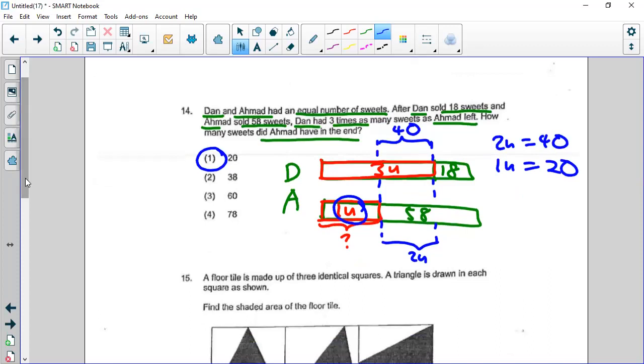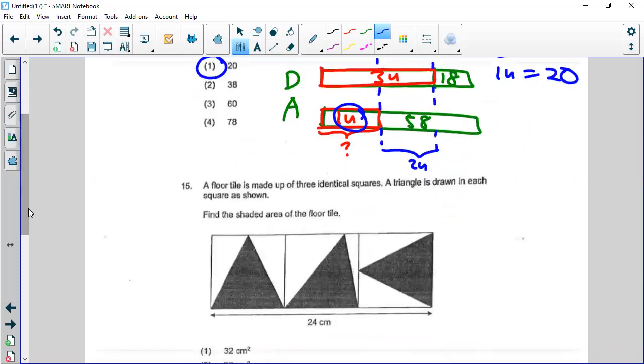Okay, first warning. Okay, question 15, method. There is a method. A floor tile is made of 3 identical squares. A triangle is drawn in each square. Find the shaded area of the floor tile. Now, some of you don't know how to do this, but there is a method. What's the method?